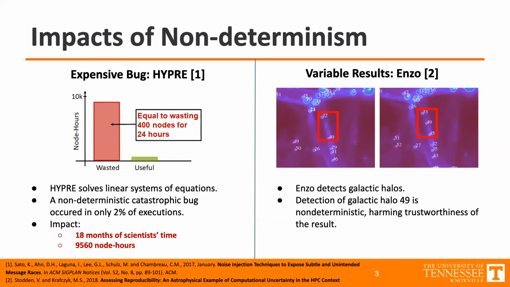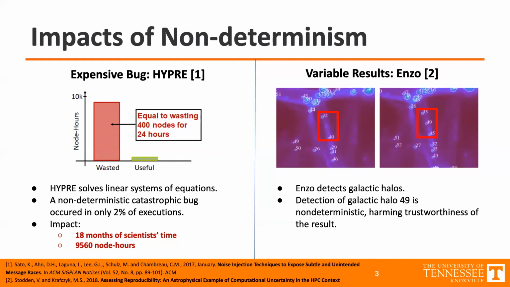to debug the problem. And then, let's say the software doesn't crash, you could have varying results, such as on the right in ENZO. ENZO is a software that detects galactic halos to look at creation of galaxies, formation. And in this particular case, the detection of galactic halo number 49, not present on the left, present on the right, is non-deterministic. This harms the trustworthiness of the result because if there can be a fading in and out of detection, who's to say that any of the results are correct?